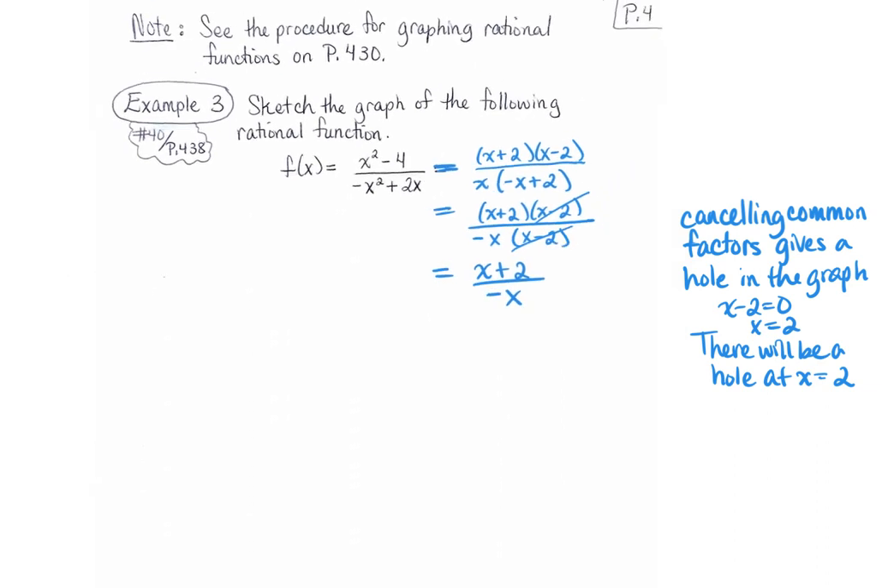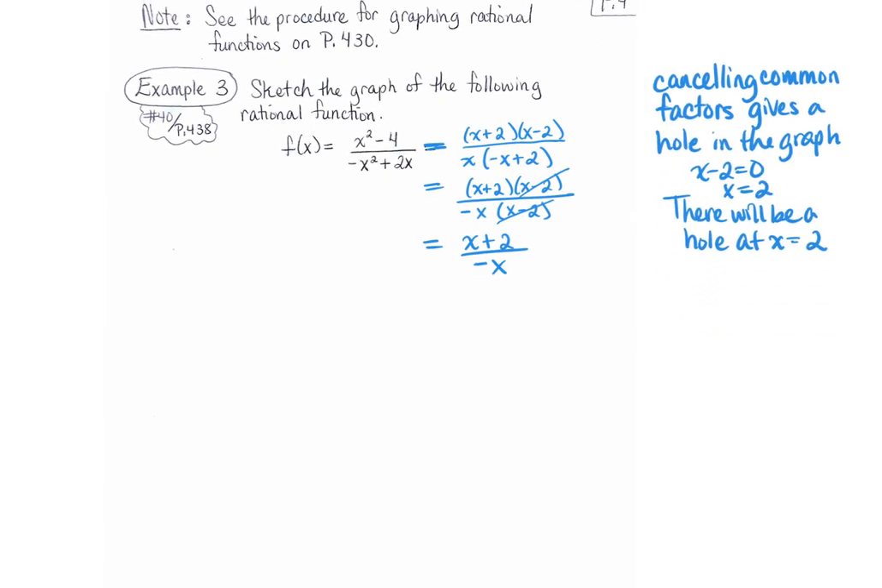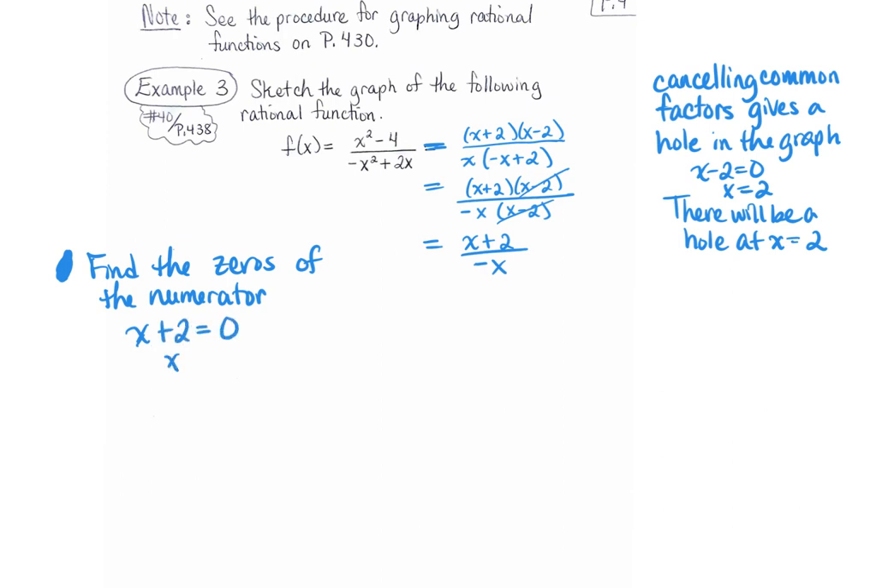So we found that, okay? Now what you want to do is find the zeros, I'm being very specific, the zeros of the numerator. What's the zeros of the numerator? x equals negative 2. Good, because you have x plus 2 equals 0, so x equals negative 2.